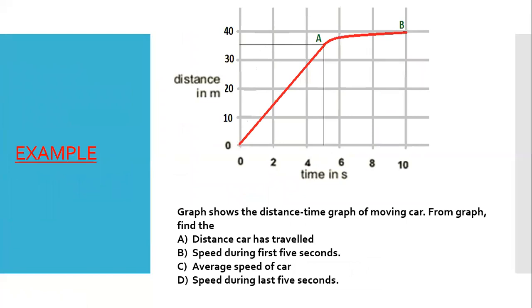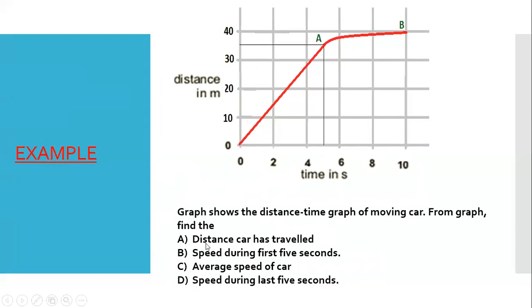Let's consider an example. This graph is a distance-time graph for a moving car. A little bit of interpretation of the graph: you have a constant speed, and then the body comes to rest after some time. After covering this distance, it is going to come to rest. It's going to become stationary. So the things that you have to find out are the distance traveled by the car, the speed during the first 5 seconds, the average speed, and the speed during the last 5 seconds.